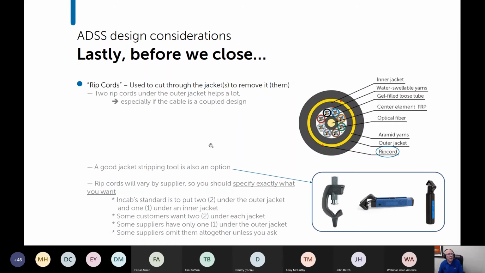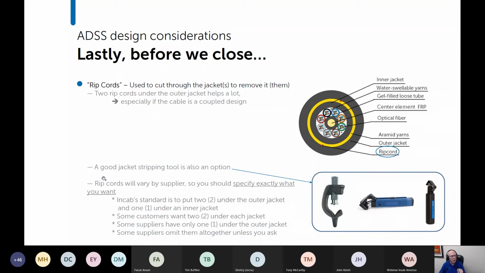Okay. And then last thing, I've talked about rip cords throughout this presentation, and they're helpful. 2 rip cords under the outer jacket helps a lot. So that's what you see in this illustration. And this is especially true if the cable is a coupled design, like I talked about before. A good stripping tool is an option. Here are some of the ones that I've used over the years.